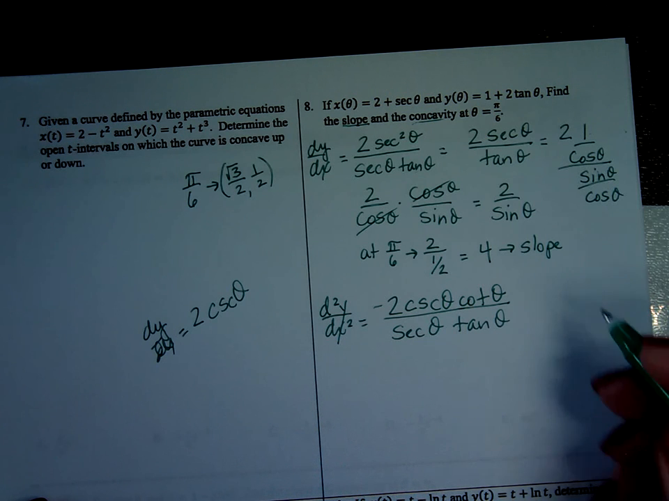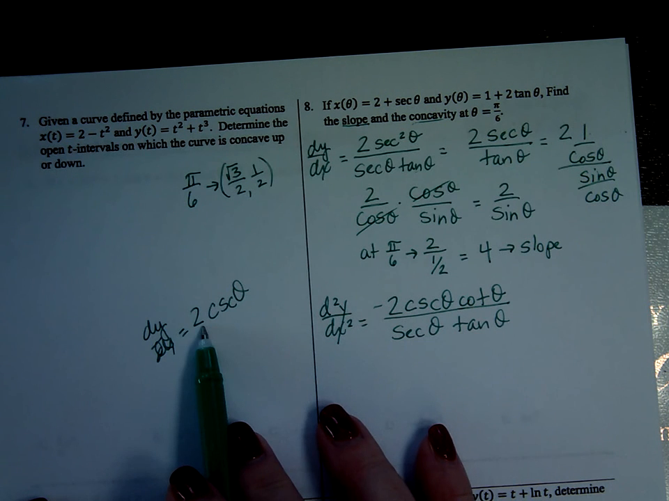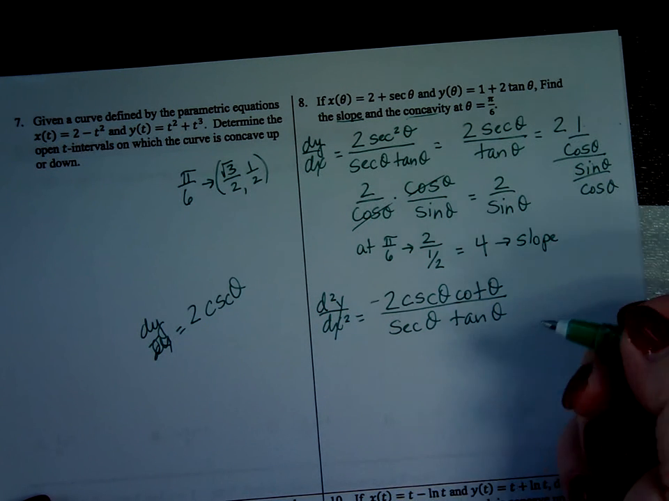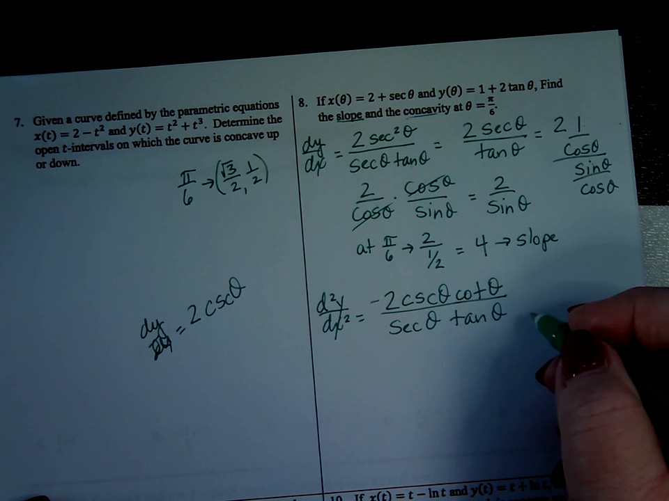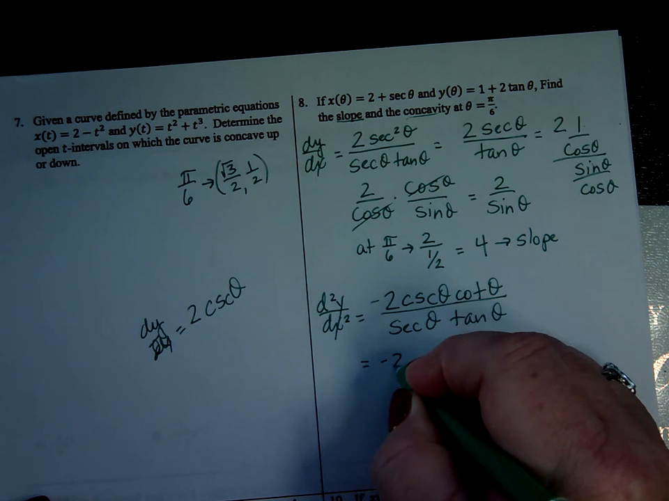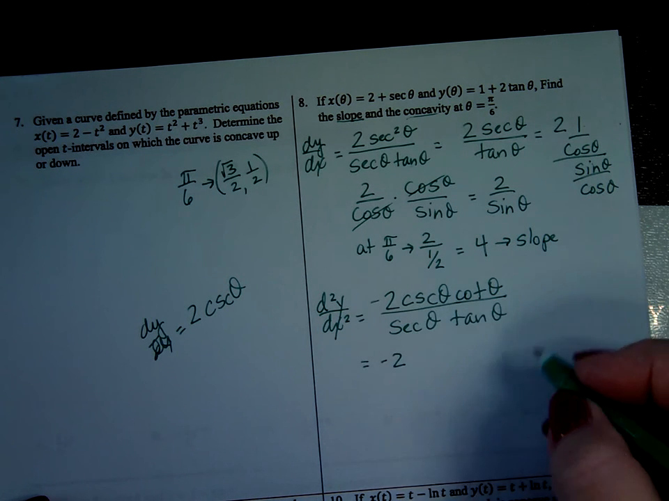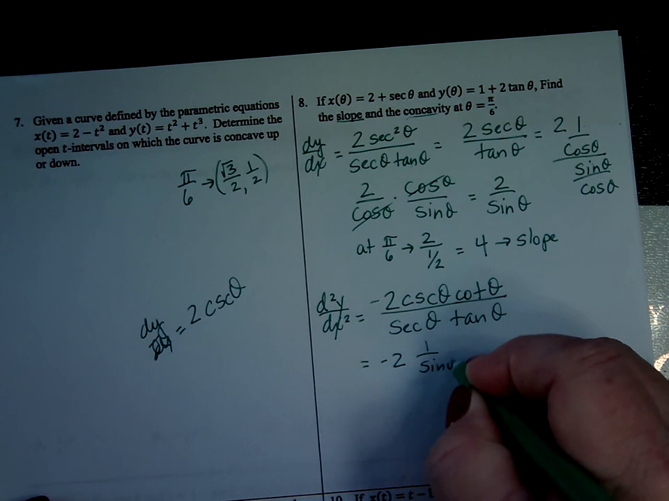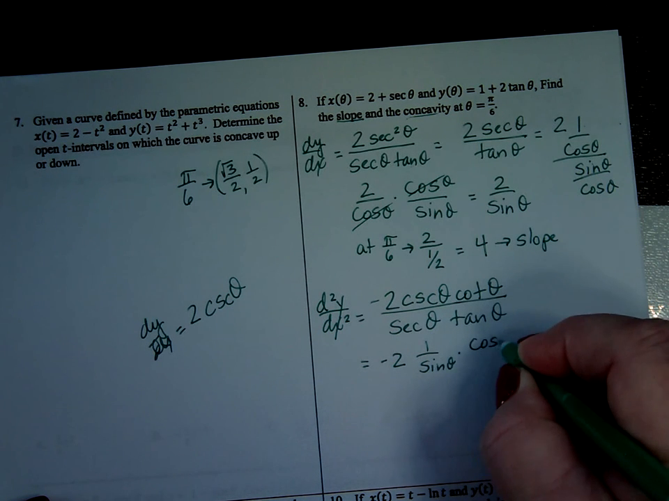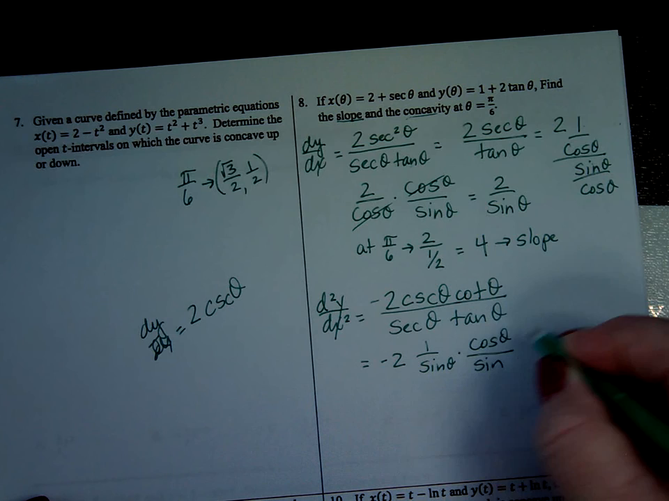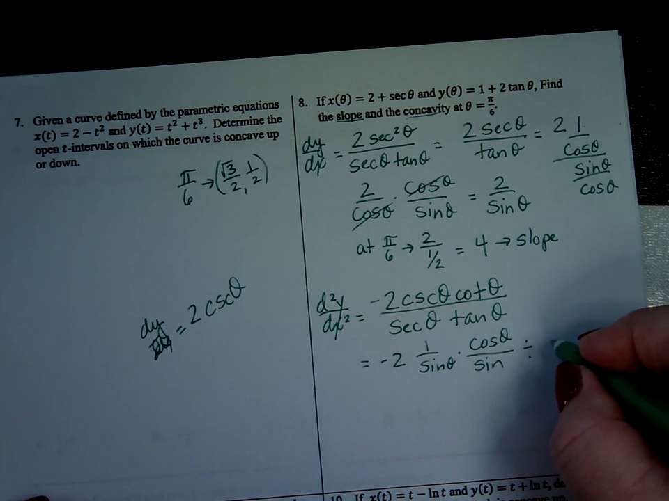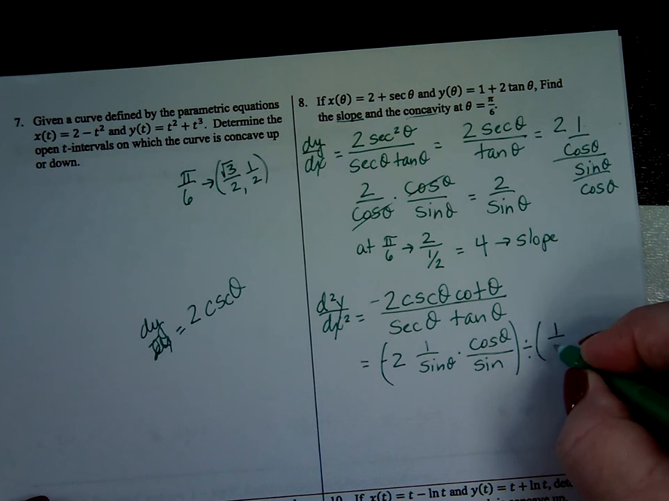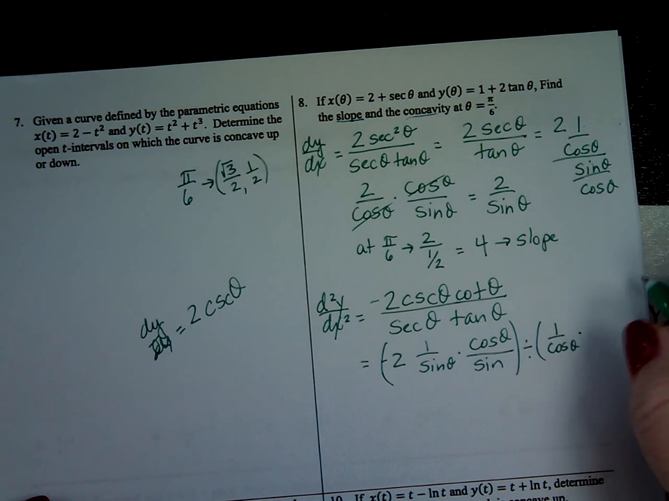So anyway, back over here, I did change it to this, and the derivative of cosecant is negative cosecant cotangent. So that's good. Then I'm going to keep change flip it. So I get negative 2, and as I do this, I'm going to change these into sines and cosines. In the numerator, cosecant is 1 over sine, cotangent is cosine over sine, and I'm dividing that by secant, 1 over cosine, times tangent, which is sine over cosine.